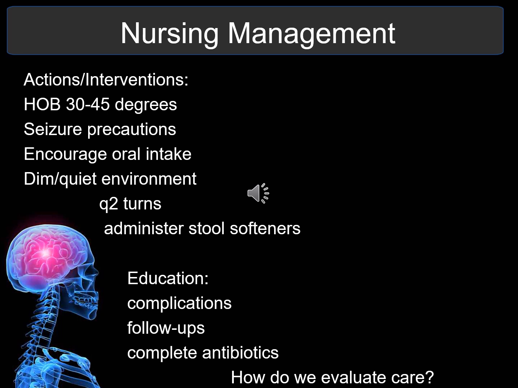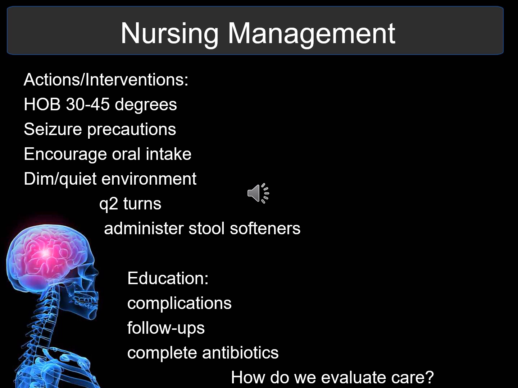Administer stool softeners to prevent constipation. Because of limited activity, nausea, vomiting, and decreased oral intake, we just have that increased risk for constipation. Minimize that Valsalva because of that potential to increase intracranial pressure. So we don't want them really straining to go to the bathroom because that will increase that pressure.